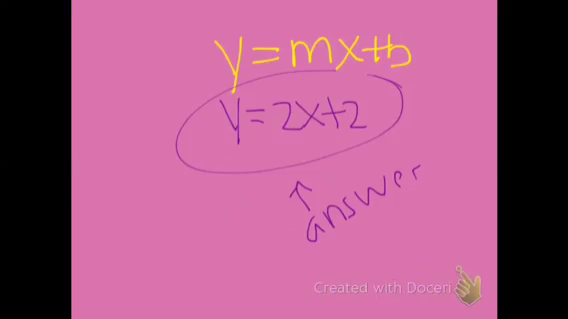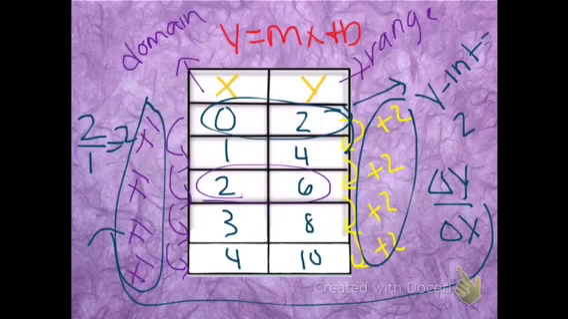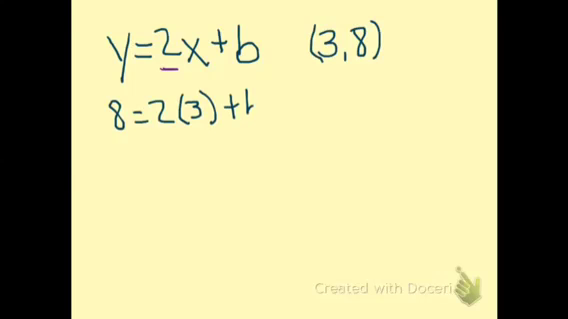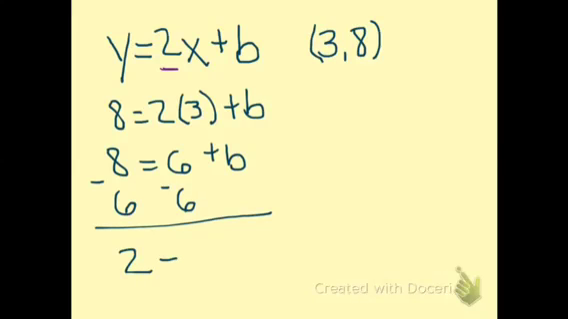What we can do is take one of the coordinates from back over here. So let's take (3, 8). You simply plug in those numbers in this equation. Y, which is 8, is equal to 2x, x which is 3, plus b. 8 is equal to 6 plus b. Minus 6 on each side, and you get that 2 is equal to b, meaning 2 equals your y-intercept.